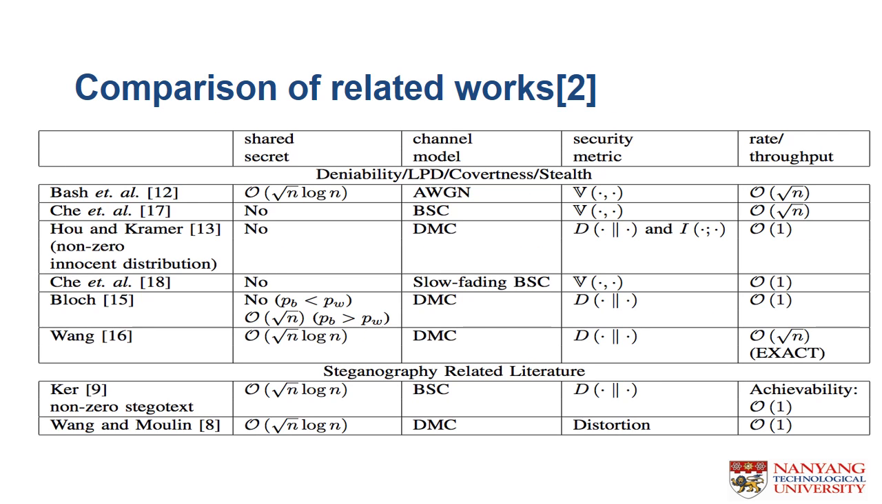Here is a comparison of related works. For the DMC channel in Hall and Kramer's work, the precise secret is not necessary. For the BSC channel in Che's work, the precise secret is also unnecessary.